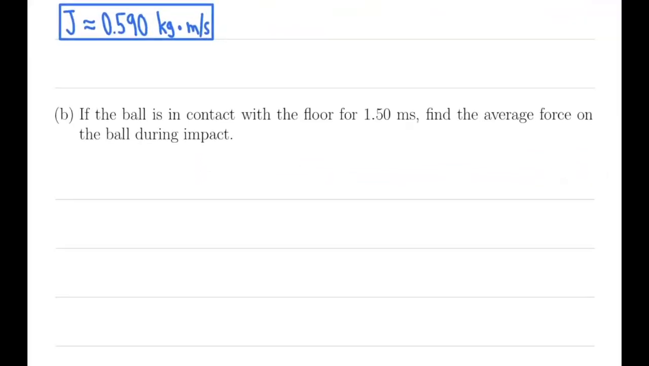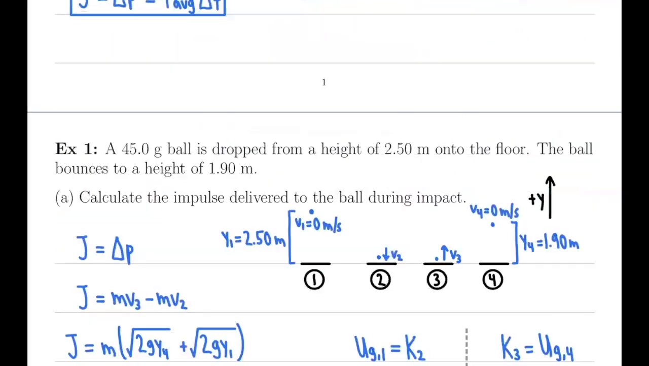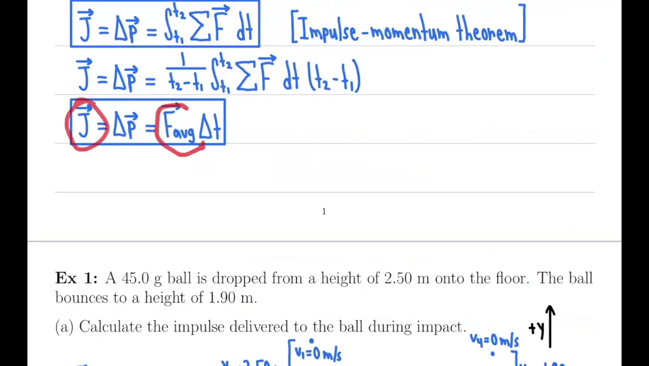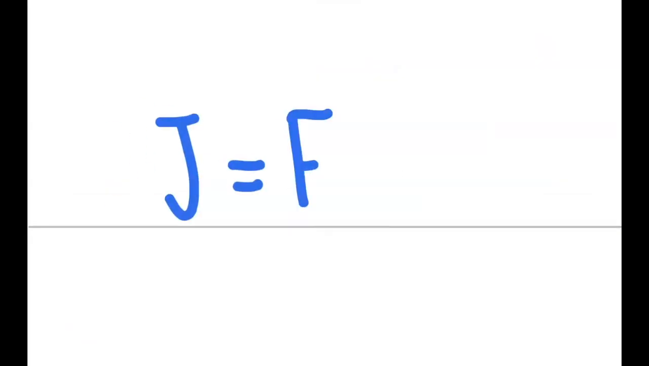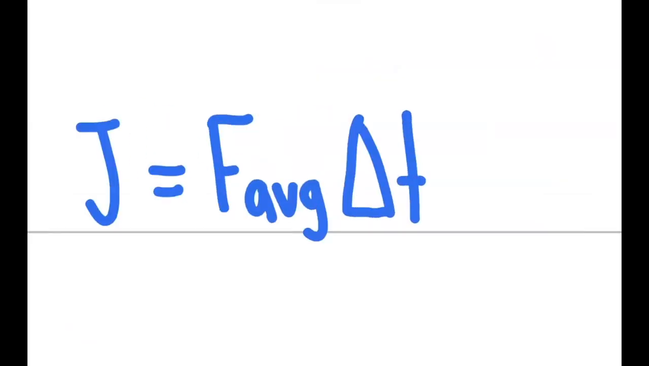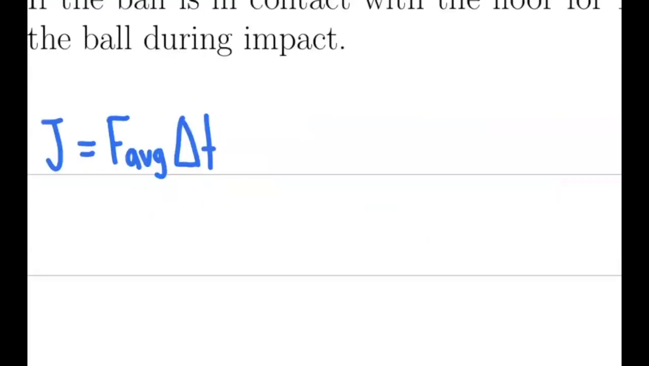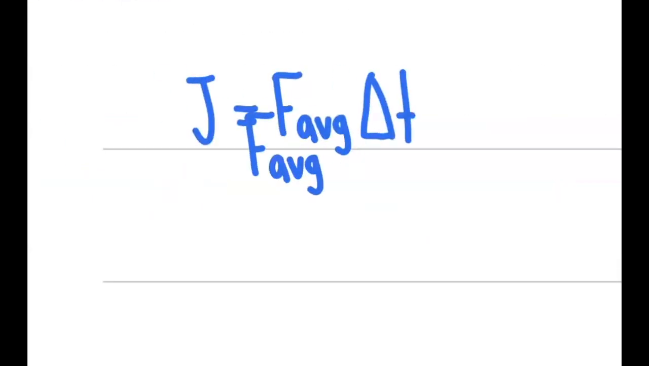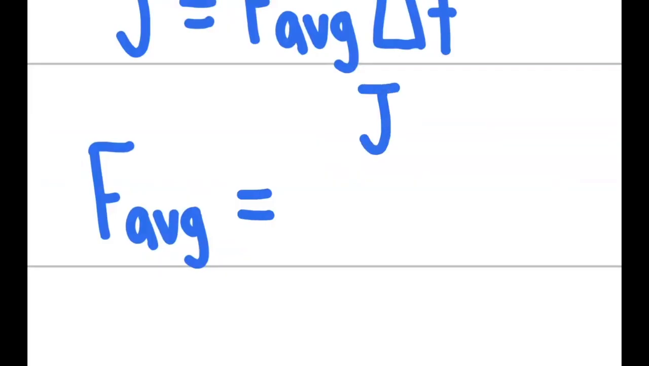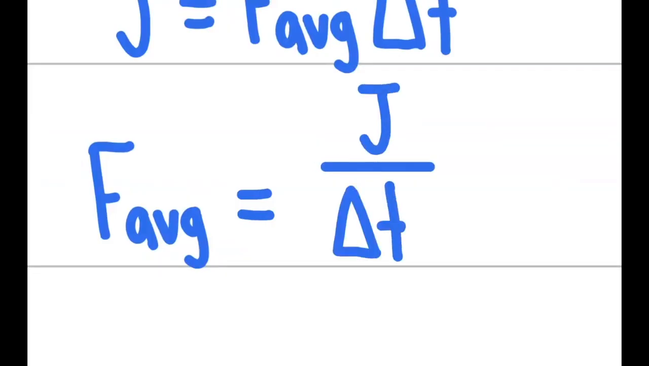Part B: if the ball is in contact with the floor for 1.5 milliseconds, find the average force on the ball during impact. Average force, we have an equation with average force in it right here. The impulse is just the average force times the time interval. So I'm going to use magnitudes here. So J equals F average times delta t. We want average force, so I'm going to divide both sides by delta t. So you get J over delta t.